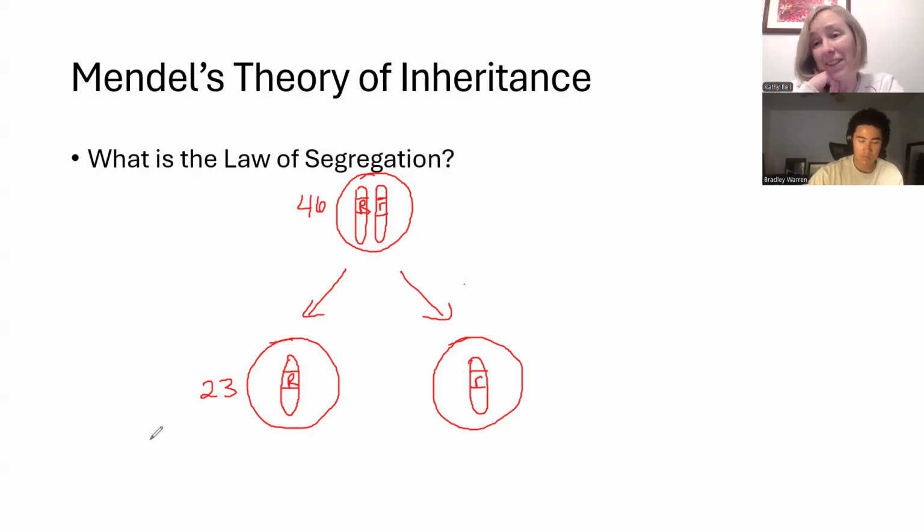Okay, so that's all the law of segregation is. It's just, hey, we're going to separate those two alleles into separate gametes. That's all it is.